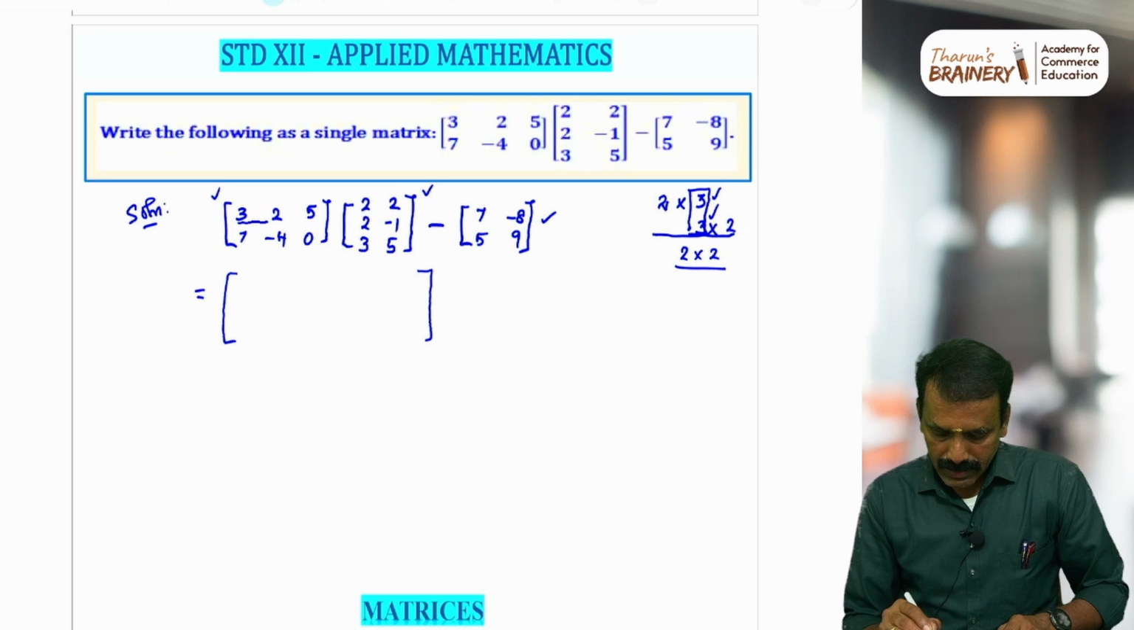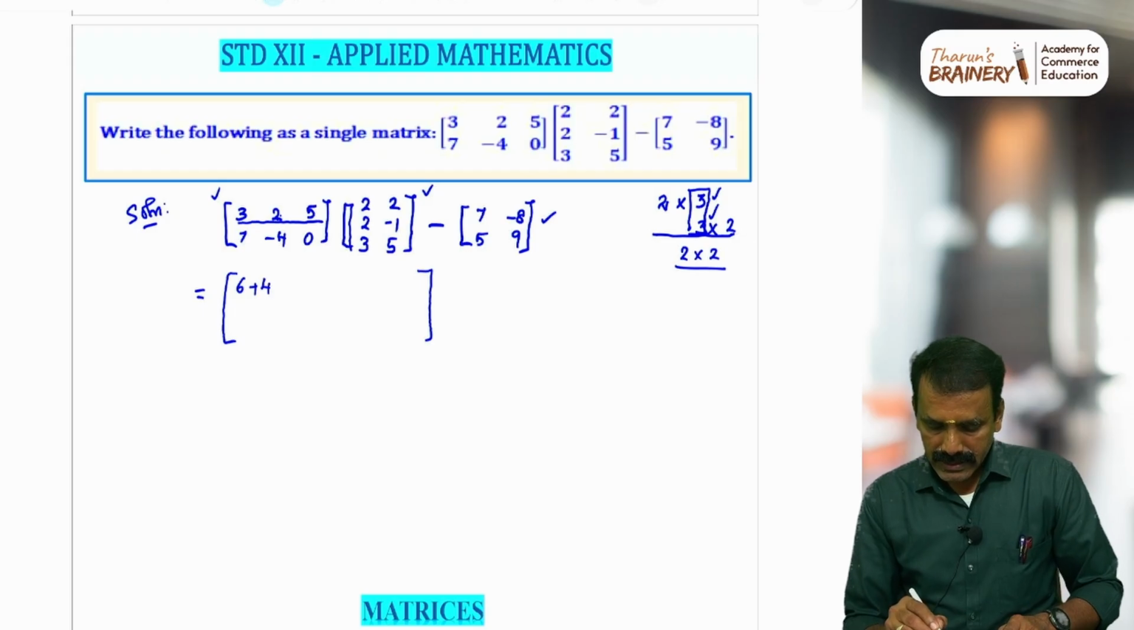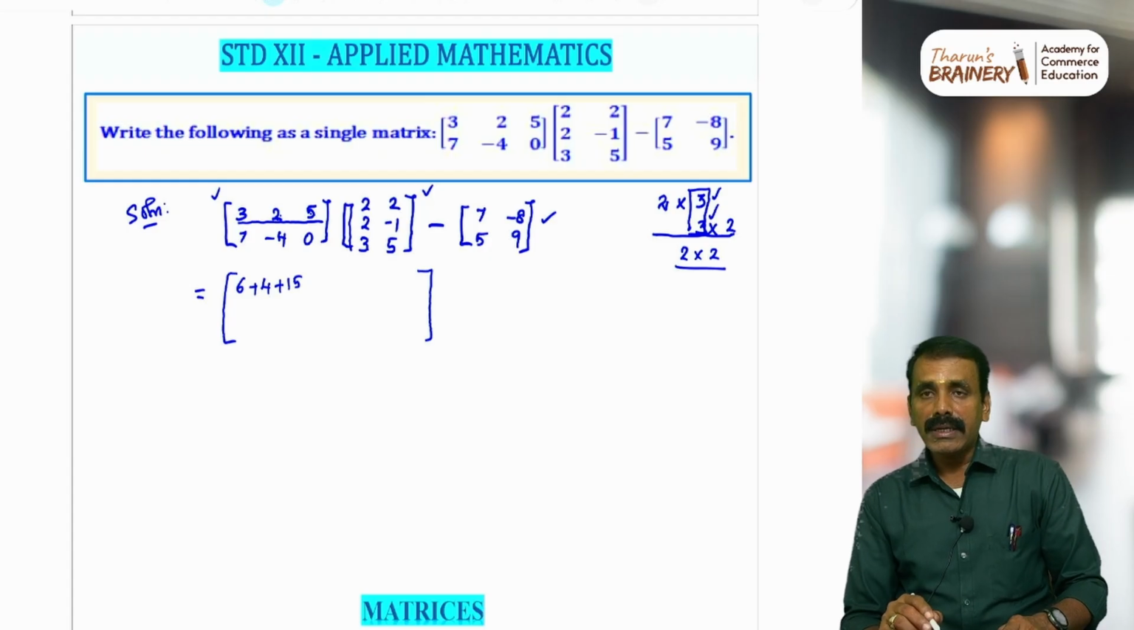So first row elements are multiplied with the first column elements. 3 into 2, 6, plus second element multiplied with the second element. So 2 is multiplied with the 2. 2 2s are 4. Next, third element multiplied with the third element. 5 3s are 15, plus 15. So all these 3 elements correspond to a single element.